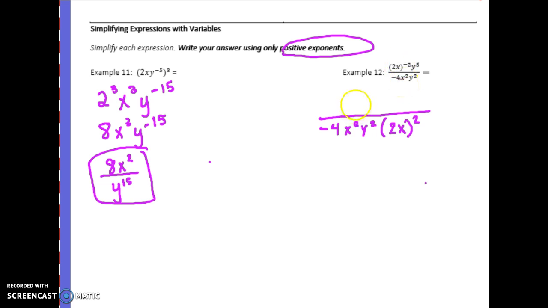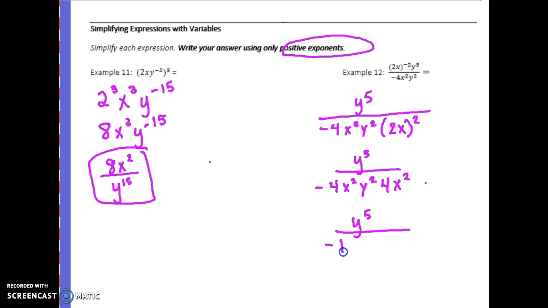And then on the numerator here, I've got y to the 5th, okay? So now my next step, y to the 5th stays as the numerator, -4, x squared, y squared. And then I'm going to take my 2 and I'm going to square it, so I'll get 4. And then my x is going to be squared, okay? So now I've got on the numerator, y to the 5th, and then I'm going to multiply, -4 times 4. So I pull my coefficient out front, -16. X squared times x squared, my rule is that I add the exponents, so I end up with x to the 4th, and then I've just got y squared, okay?